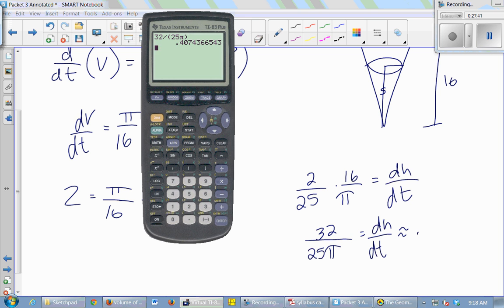0.407. And my units on h is centimeters. My units on time, minutes. About a little less than half a centimeter per minute. That makes sense. At least it's positive, which is good because the height is supposed to be increasing.